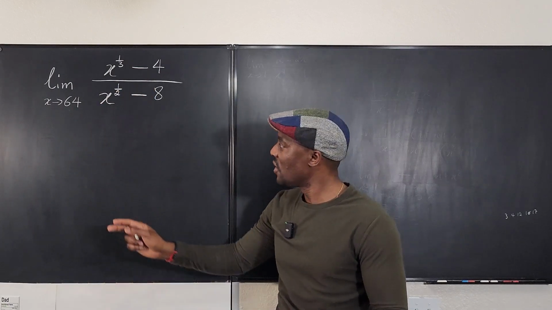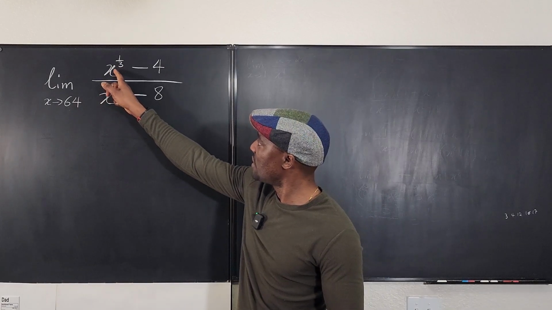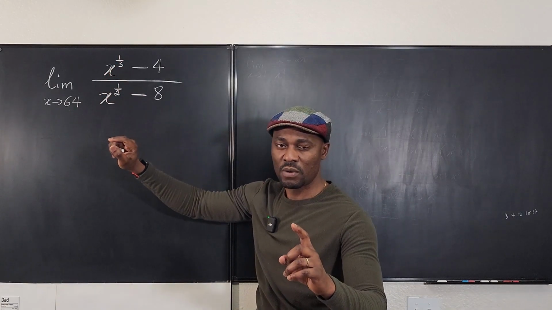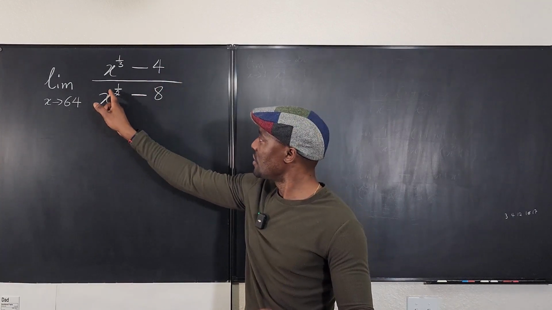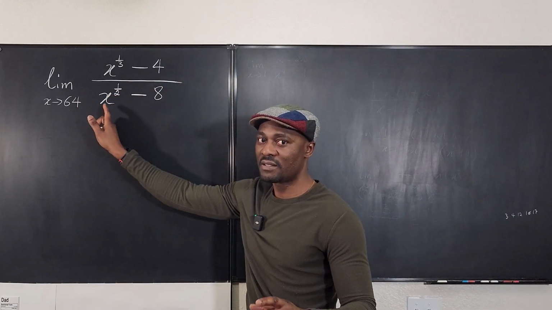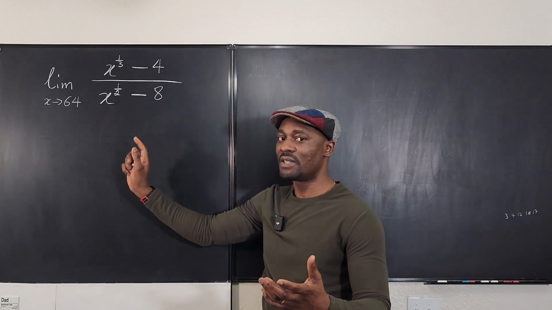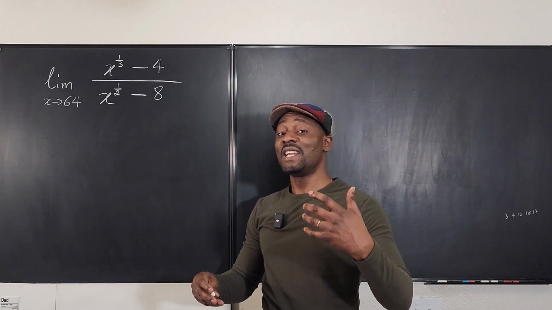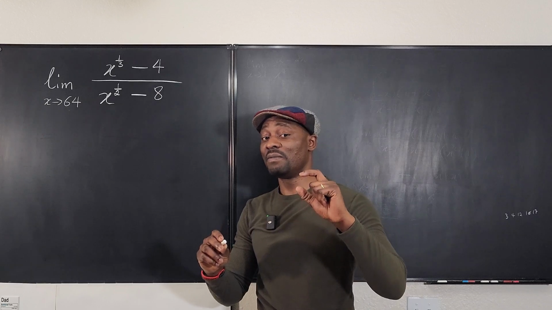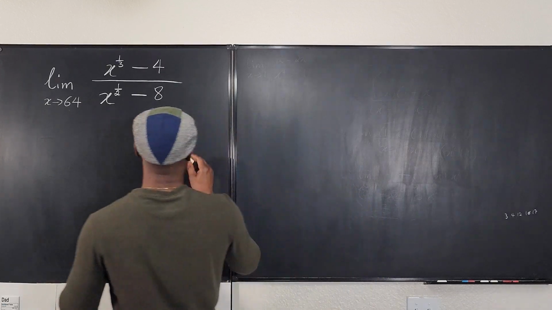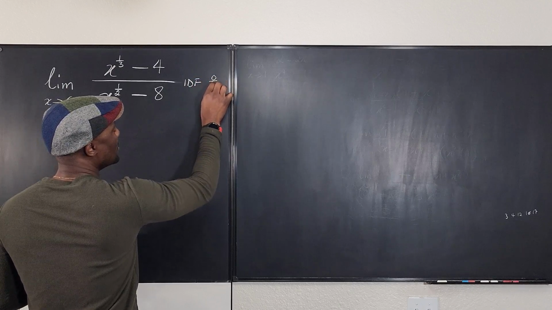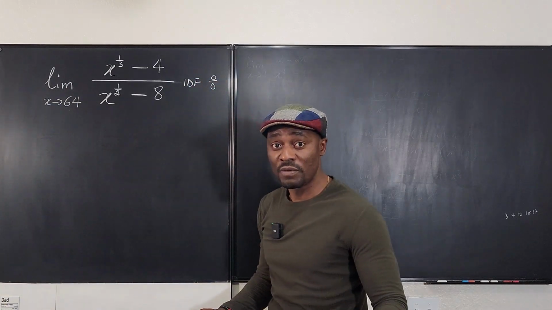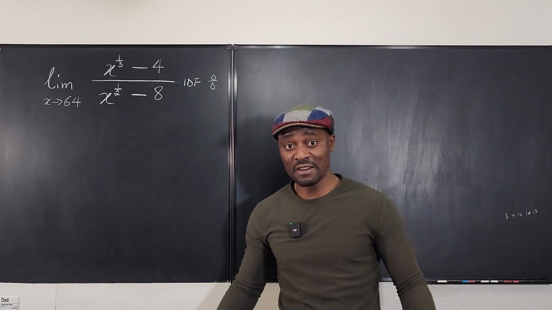go plug it in. If we plug in 64, this is going to be the cube root of 64, which is 4. So we have 4 minus 4. That's 0. Under it is going to be the square root of 64. That's 8. 8 minus 8 gives us 0. So it's another indeterminate form of the form 0 over 0. So what we have here is an indeterminate form 0 over 0.